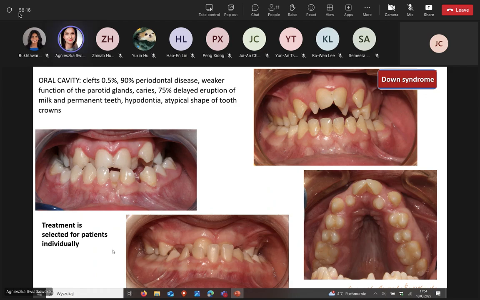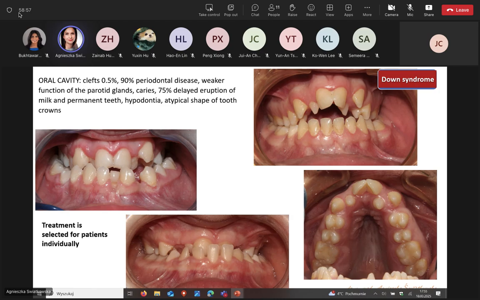Treatment depends on the kind of malocclusion and on the patient, because we couldn't treat all these patients with all the methods. Sometimes they don't cooperate with us during treatment. So rather treatment with removable appliances. We have a few cases of patients whom we treat with fixed appliances.